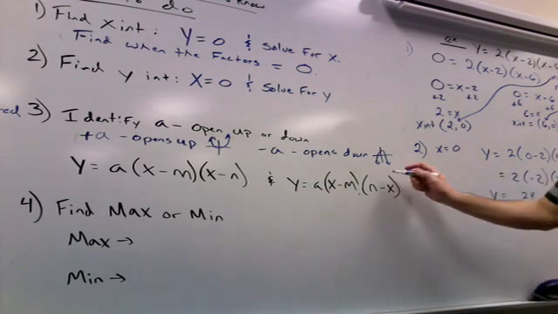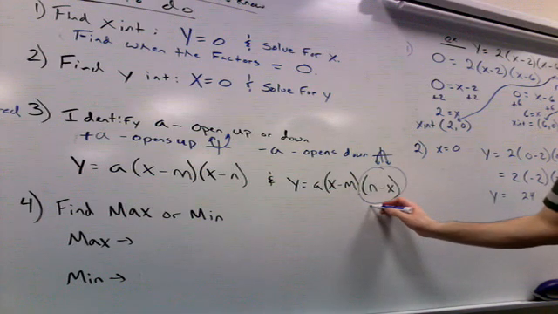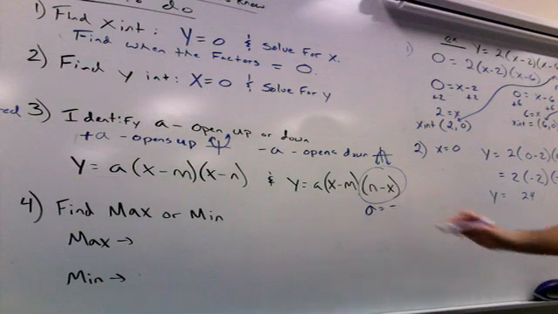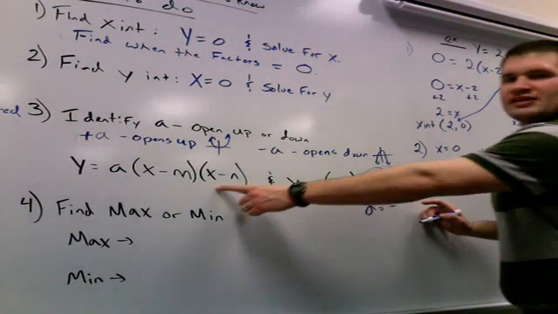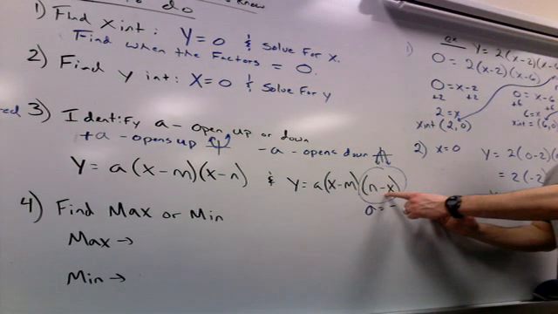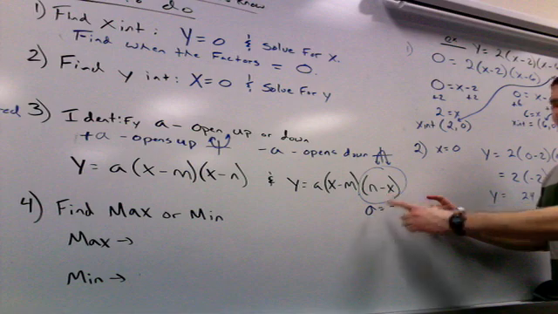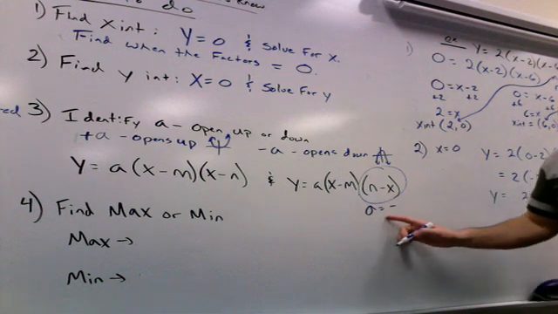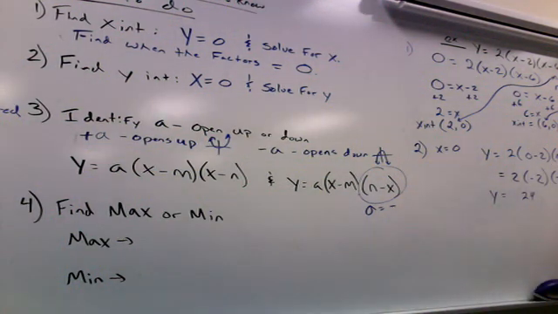If they have it written like that, that means that your a has a negative in it. See how they're flipped? X minus n, n minus x. If it doesn't look like this, or it looks like that instead, that means that our a has a negative sign in it, but they didn't write it. They flipped the signs.